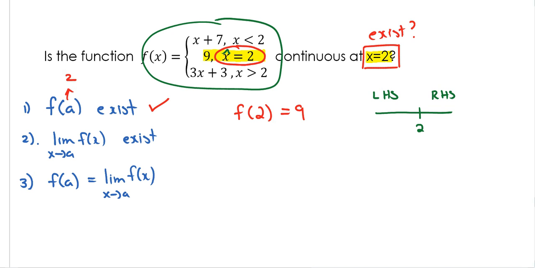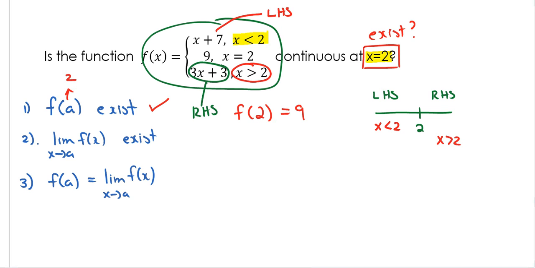Let me just delete this right here. You need to recognize that this expression, x is less than 2, is going to be this part of the number line. That's the left-hand side. And when you have x is greater than 2, which is over here, this is going to represent your right-hand side. Hopefully you can just look at your piecewise function and quickly identify your left-hand side and your right-hand side.